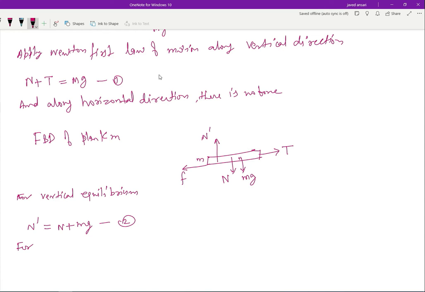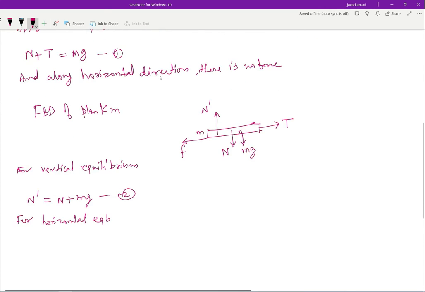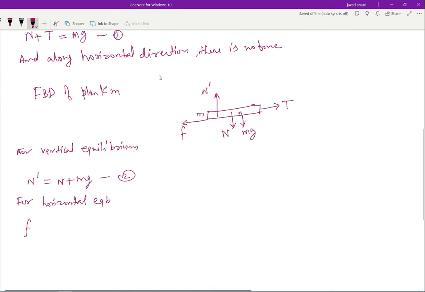For horizontal equilibrium, it's in equilibrium because the system is not moving. So friction force F should be equal to T. But we know friction force F is mu times normal force, and the normal force is N dash here. So T equal to mu times N dash. So you got the value of T, equation number 3.